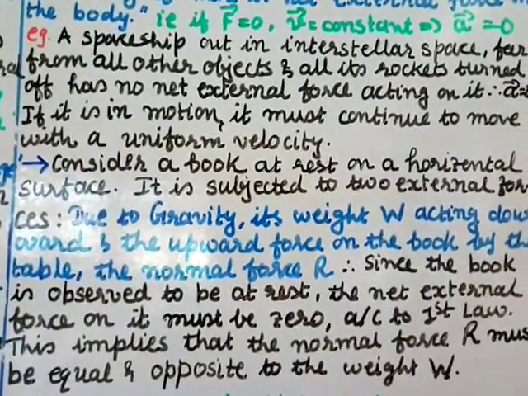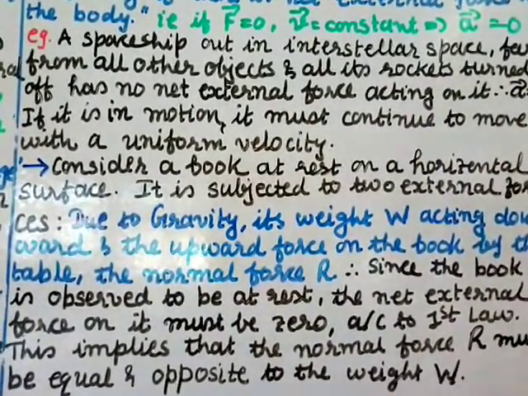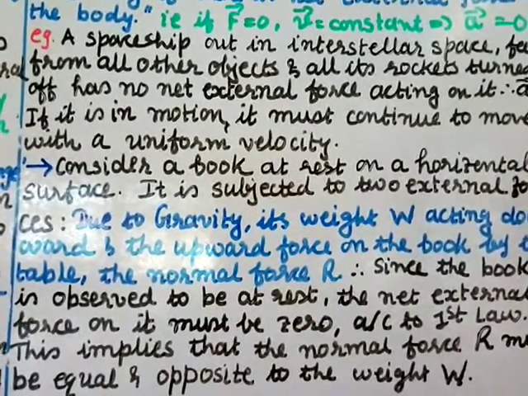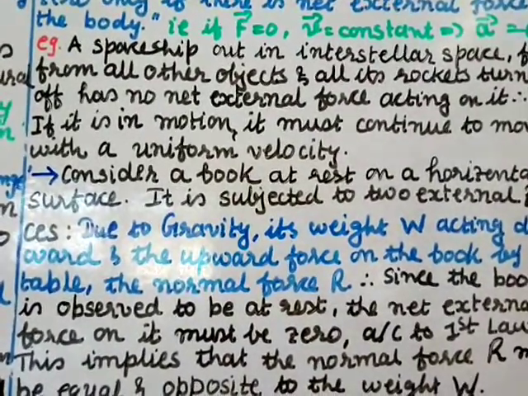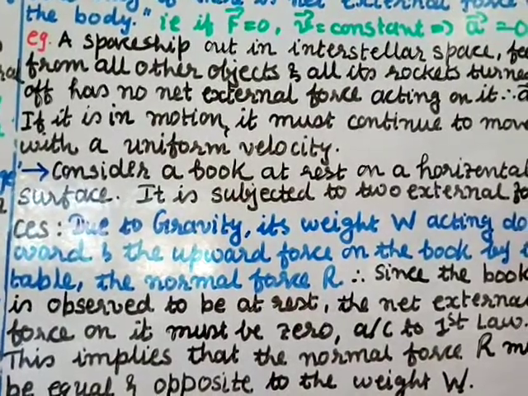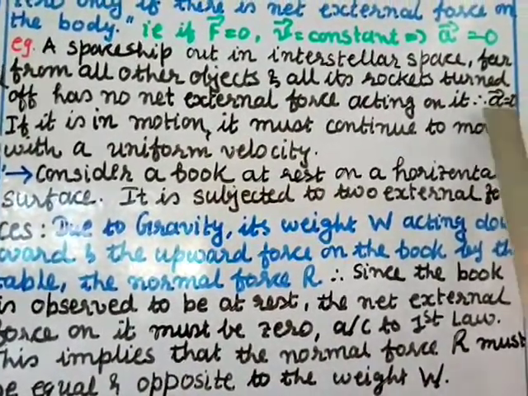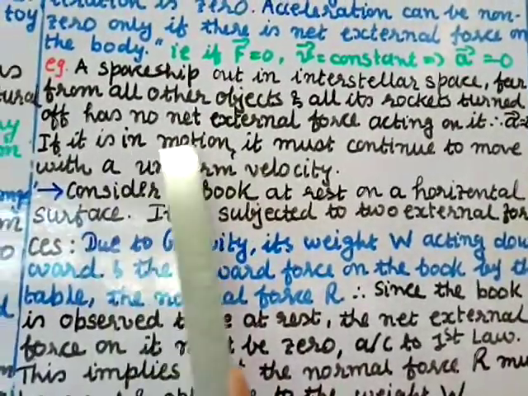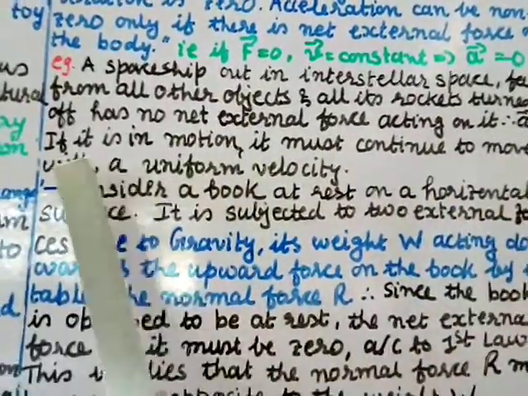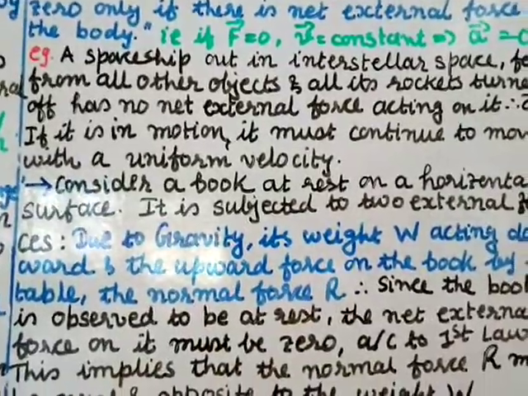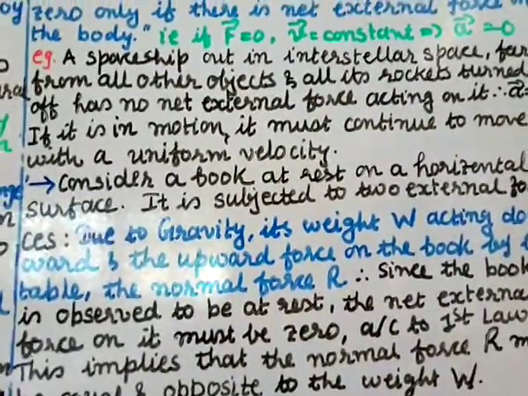Suppose you have a spaceship out in interstellar space, far from all the other objects, and all the rockets inside it are turned off. Then there is no external force. That means acceleration is 0. If it is in motion, it will continue to move with uniform velocity.